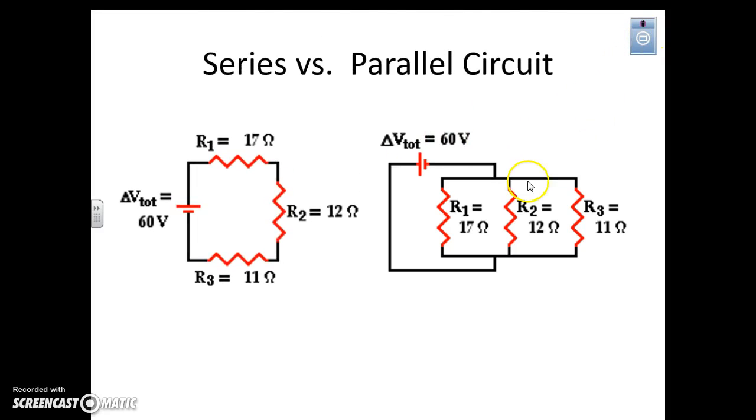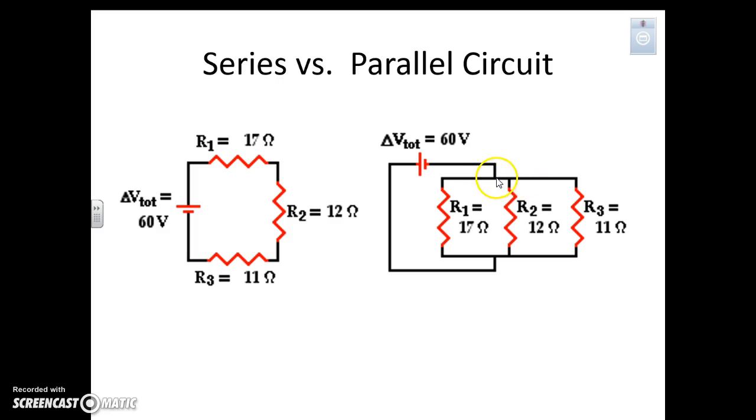As you can see, as I talked about, a series circuit has one loop, one current, different voltages. Parallel doesn't have one loop. You have a choice for the electrons to go through. So we actually have different currents.